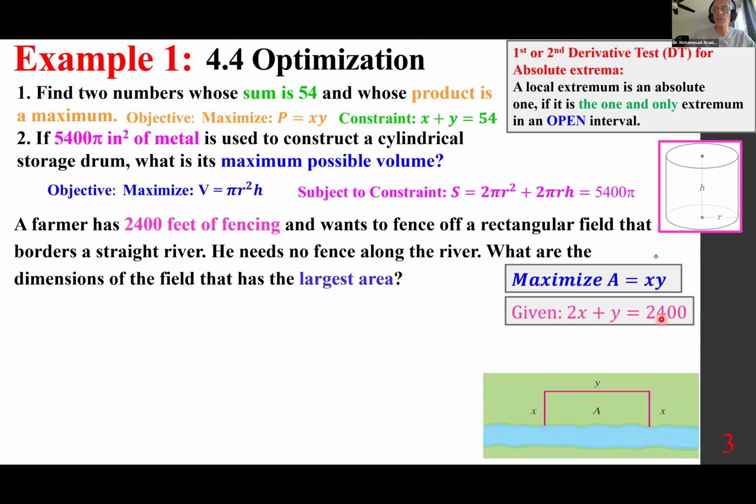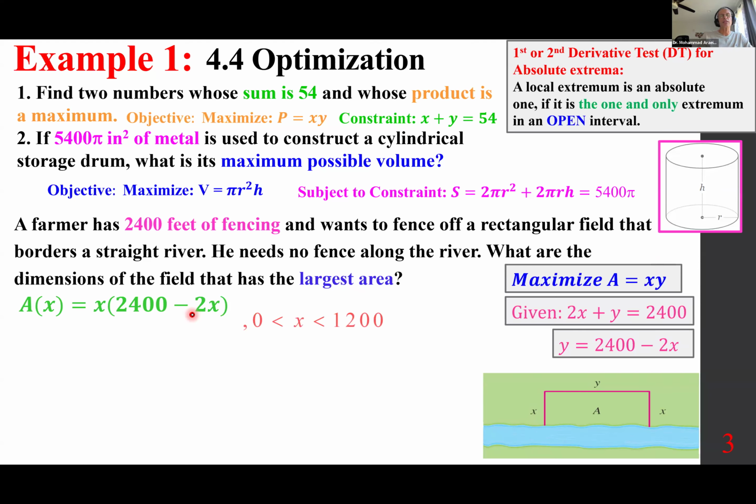As you notice, A has two variables, x and y. So we're going to solve for y: 2,400 minus 2x. You put it in there, and now A becomes A(x) equals x times (2,400 minus 2x). You have to figure out the domain. The domain is from 0 to 1,200, and the reason is x represents a dimension, so it must be positive. If you set 2,400 minus 2x equal to 0, it gives you x equals 1,200. And if you pick a number larger than 1,200, this becomes negative. We can't have that.